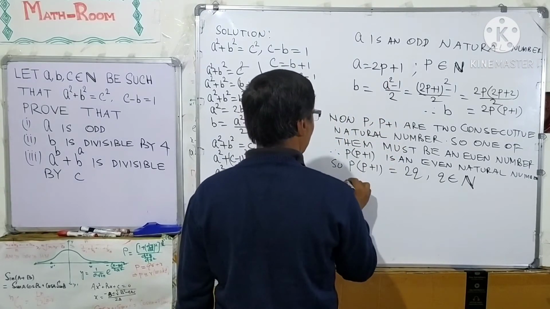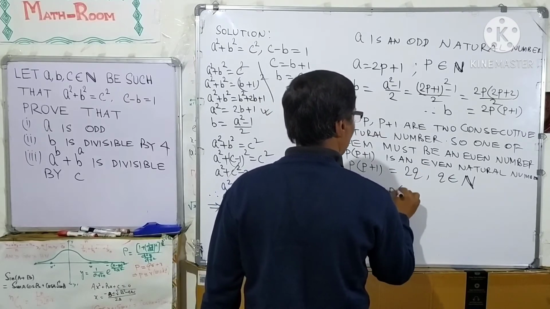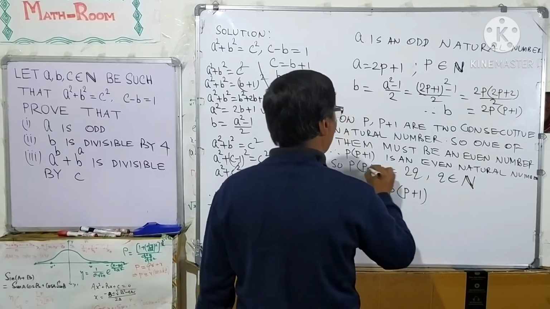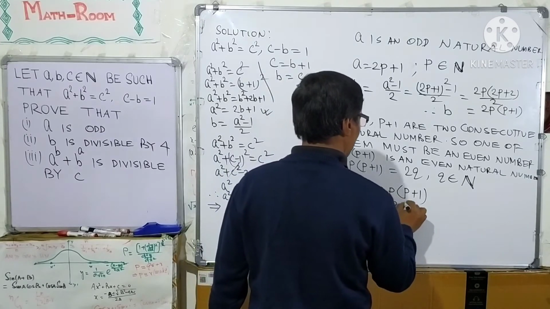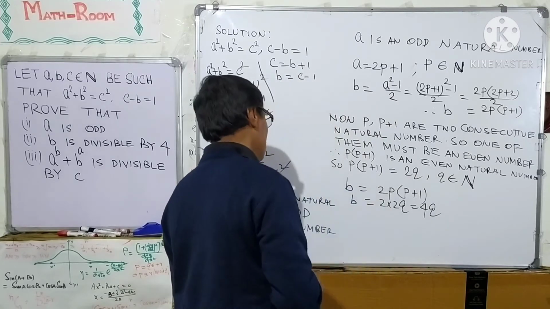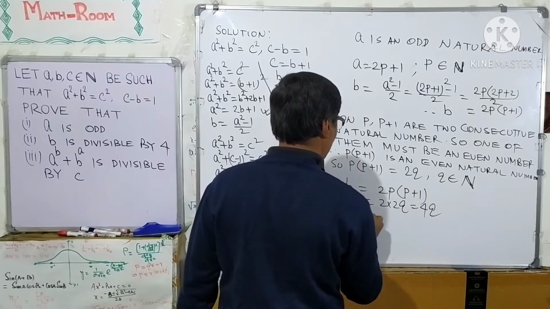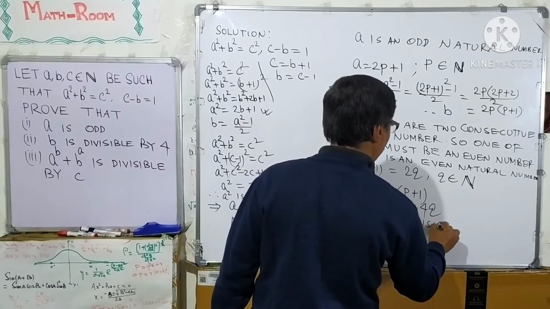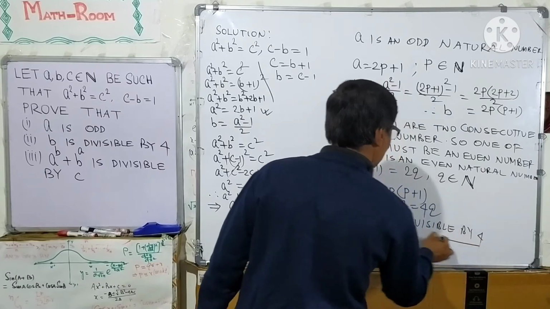So b equals 2p into p plus 1, which equals 2 into 2q, that is 4 into q. So b equals 4q. So b is divisible by 4. So the second statement is proved.